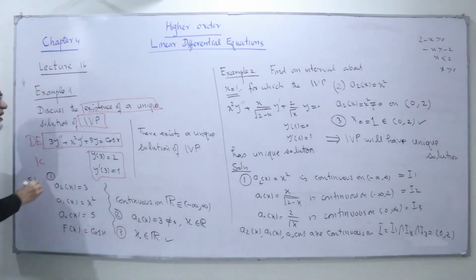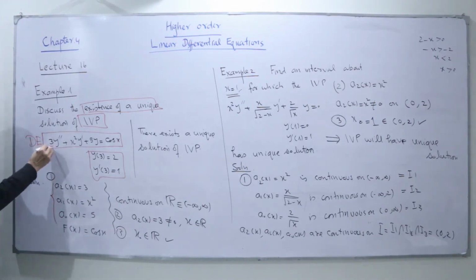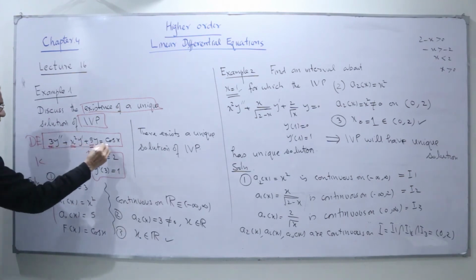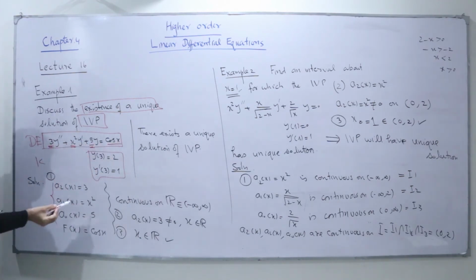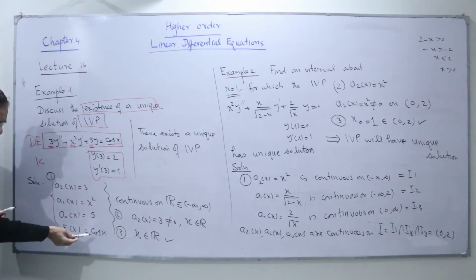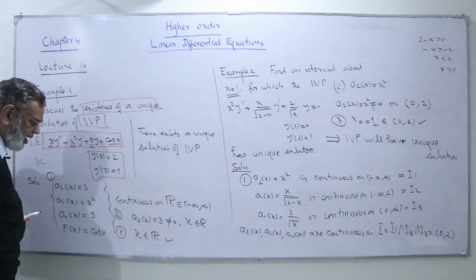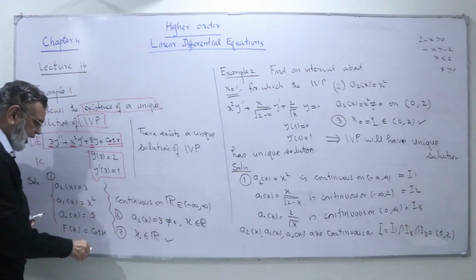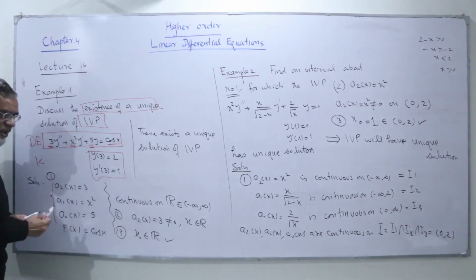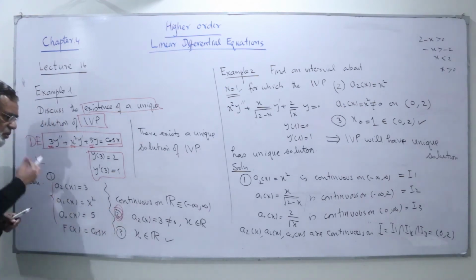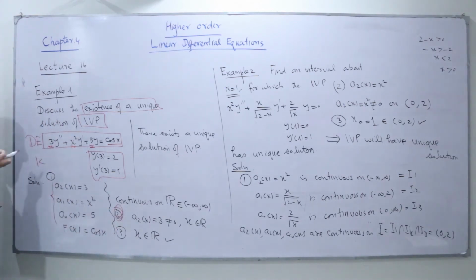When we want to discuss this, we have three conditions. Condition one is that the coefficients a0, a1, a2 and f of x, which are polynomial functions, sine and cosine functions, are continuous on R. So these are all continuous on R, and if we take their intersection, they are continuous on R. Condition 2 was that a2 of x is not 0 in the interval.